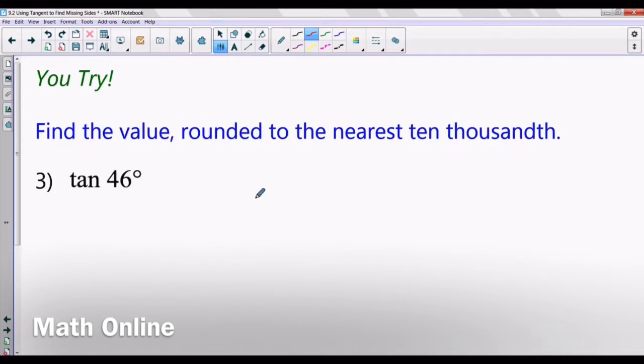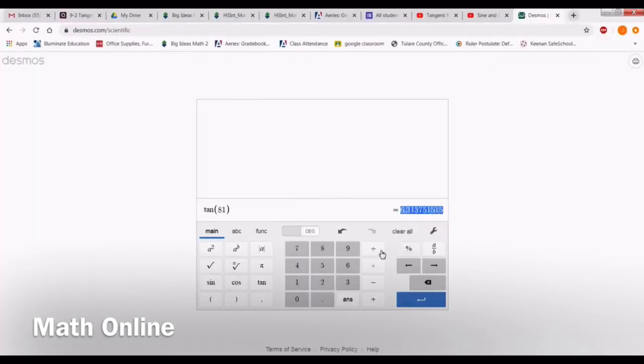All right, so for the rest of you guys, tangent of 46. Here we go. So tangent of 46, we're going to do the same thing. We're going to go to our calculator. We're going to clear the screen first of all. So we're going to say tangent of 46 degrees is equal to these values. So let me go ahead and copy this again.